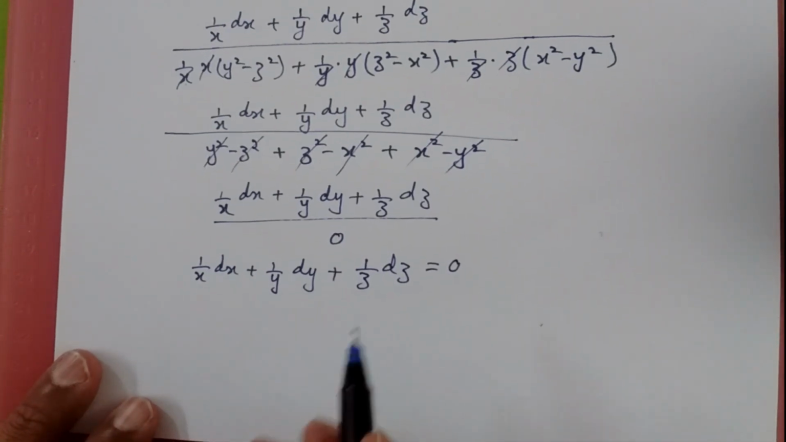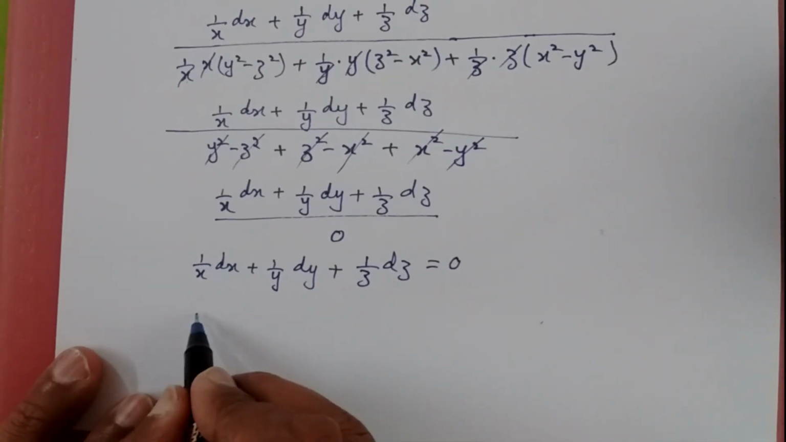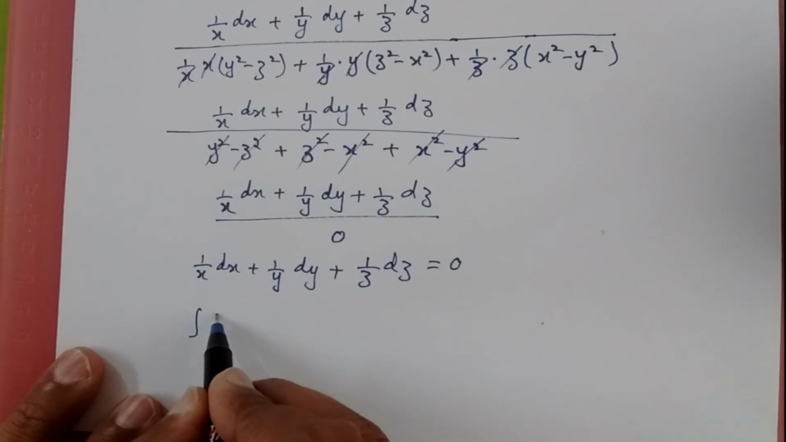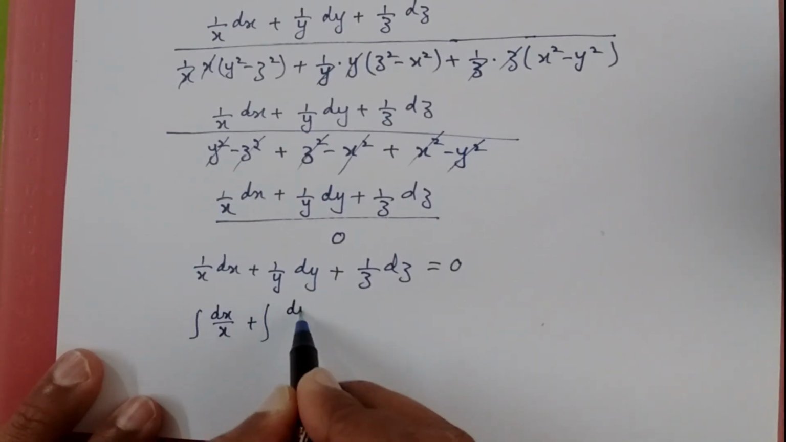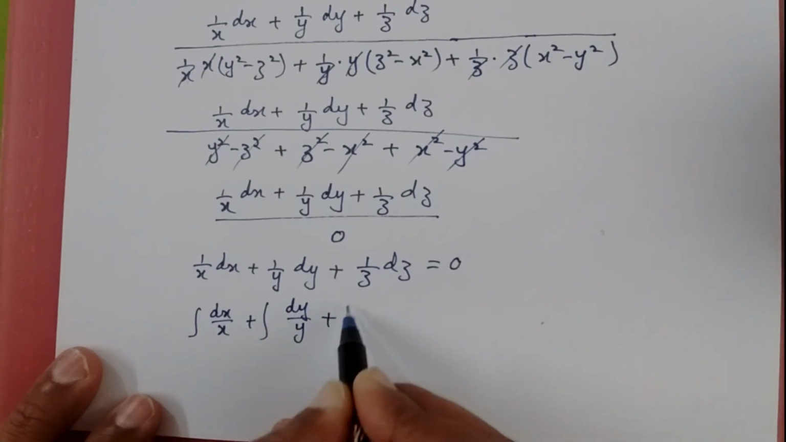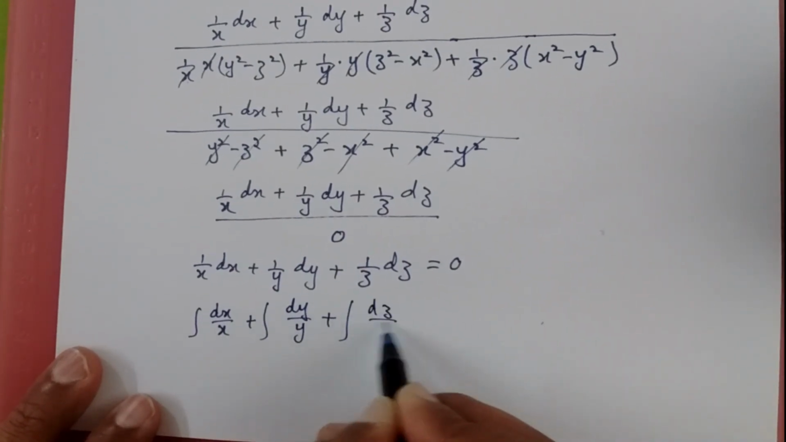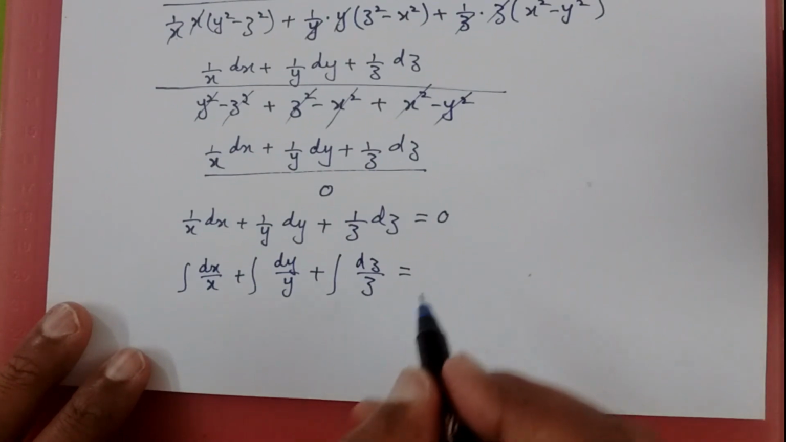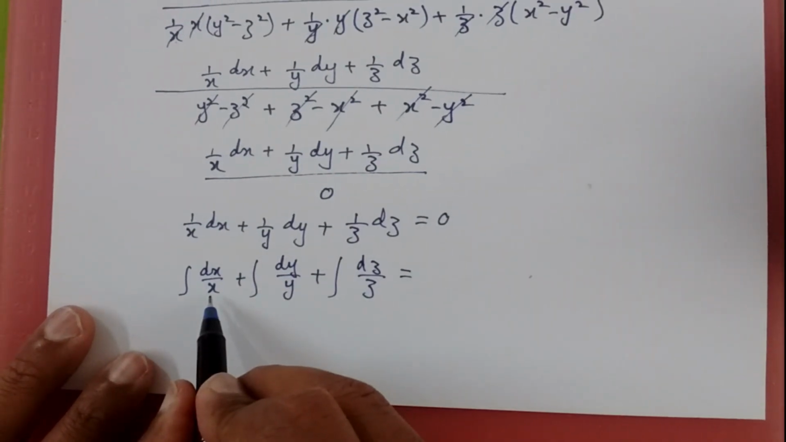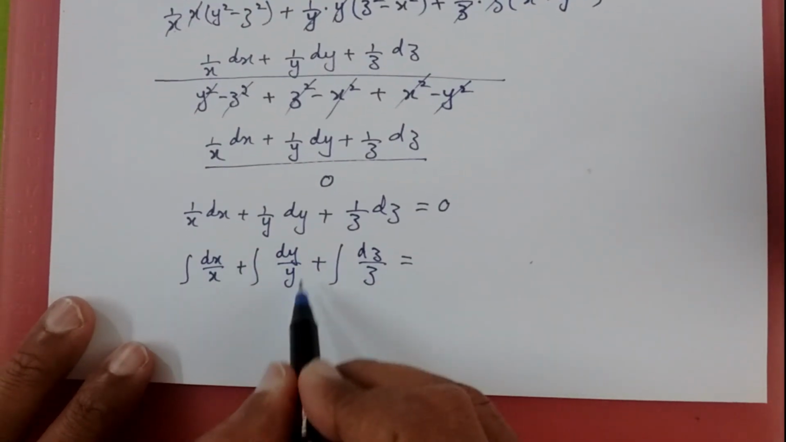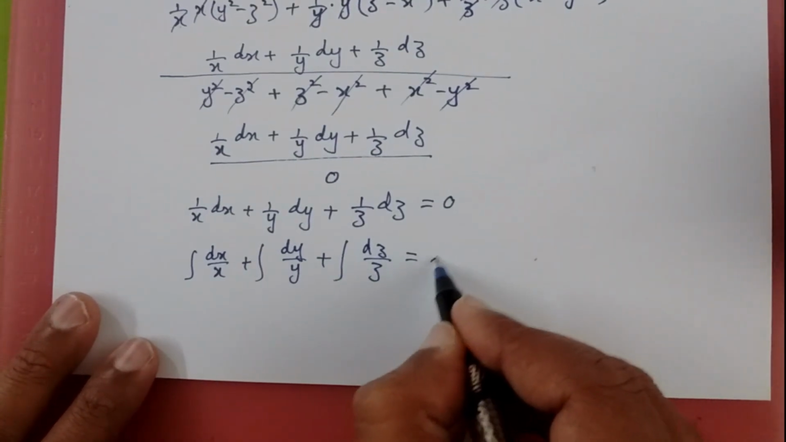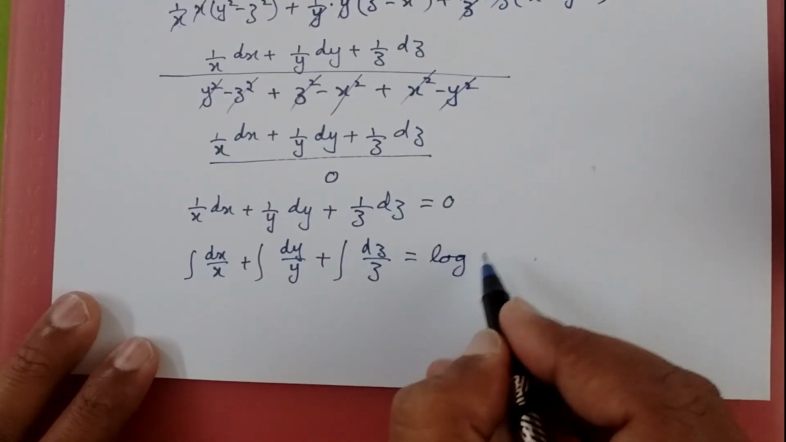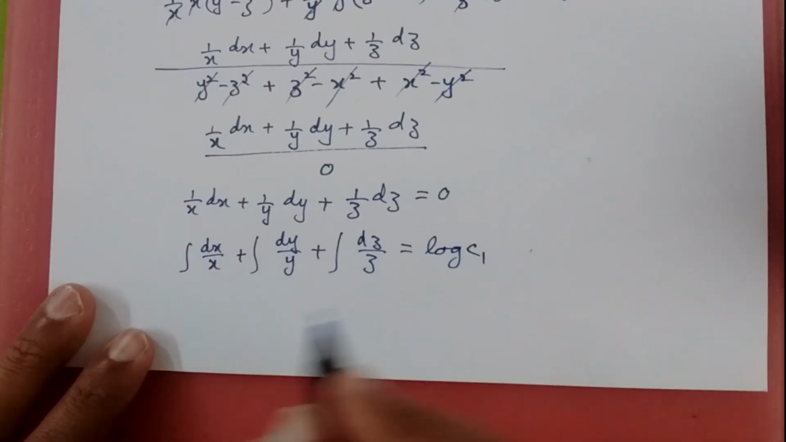They are in variable separable form, so you can just integrate. You'll get the integral of 1 by x into dx, which is dx by x, plus the integral of dy by y, plus the integral of dz by z. And the constant of integration, as you know, the integrals of dx by x, dy by y and dz by z turn out to be log. Therefore I'll take the constant of integration as log of c1.